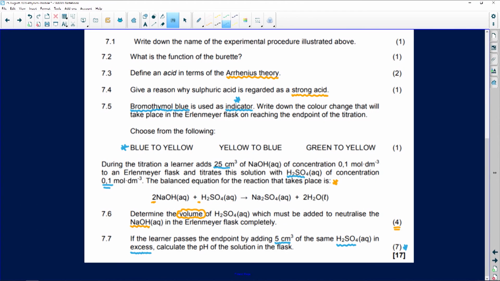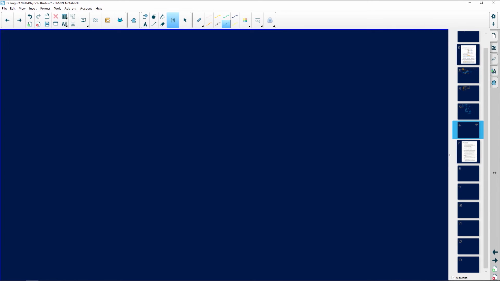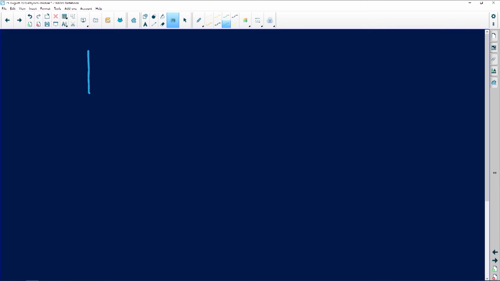So in this one, we have a learner who passes endpoint by adding 5 cubic centimeters of the same sulfuric acid in excess, but now we need to calculate the pH of the solution in the flask. So let's see how we're going to do that one. So we have the sulfuric acid, right? We had whatever volume we had there, and then we added another volume of 5 cubic centimeters, right?